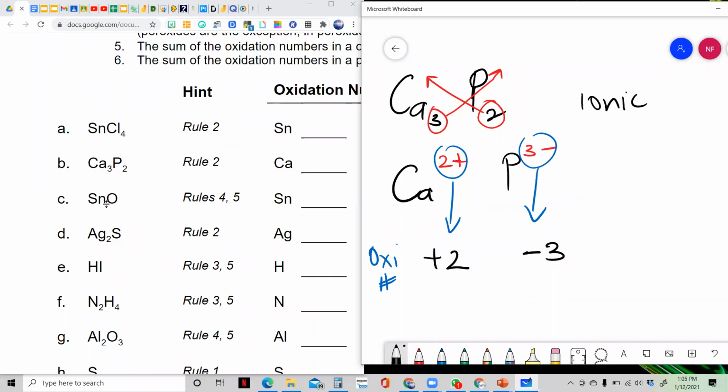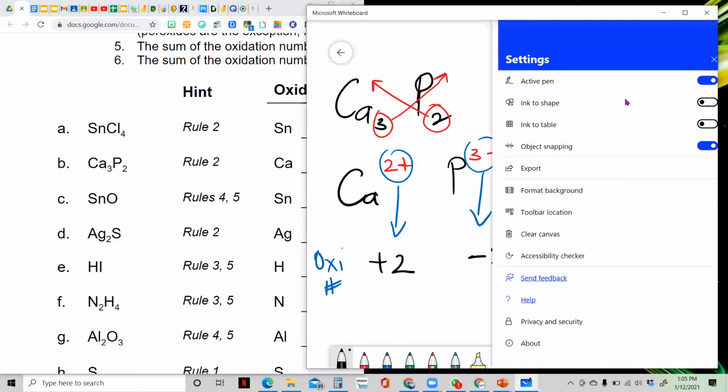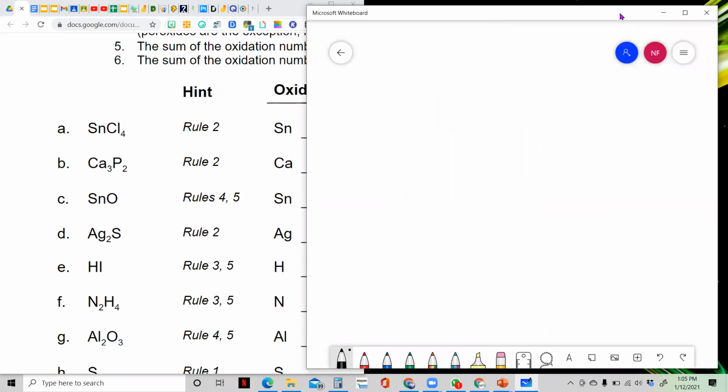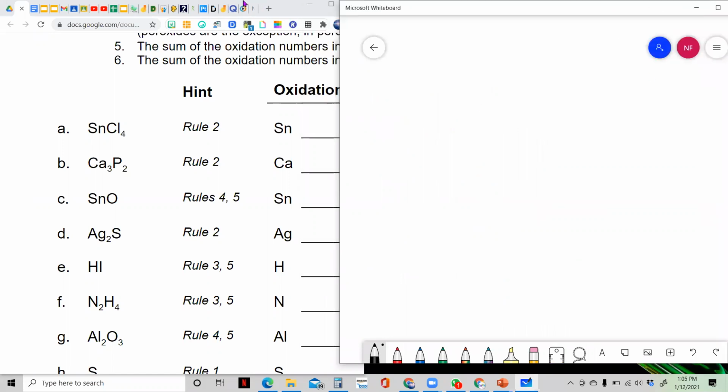So let us look at C, because it is a very good example and that is where I want to get. I'm clearing this canvas, ladies. Now let us examine C. Remember, this is the same tin. We had tin already with SnCl4. Now we're looking at tin with SnO. Let's see if there's going to be a difference.